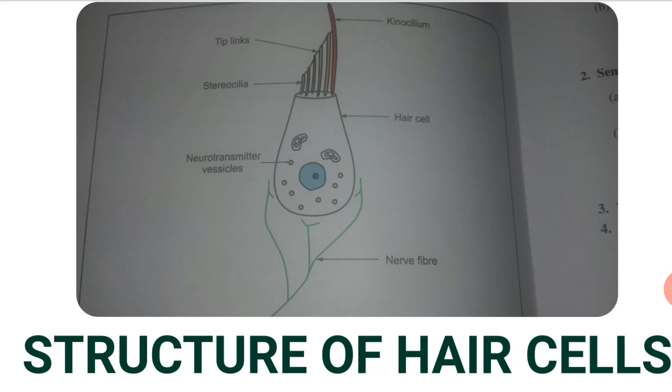The head movement causes bending of cilia. Bending of stereocilia towards kinocilium initiates or stimulates the hair cells, whereas the bending of stereocilia away from kinocilium inhibits the hair cells.